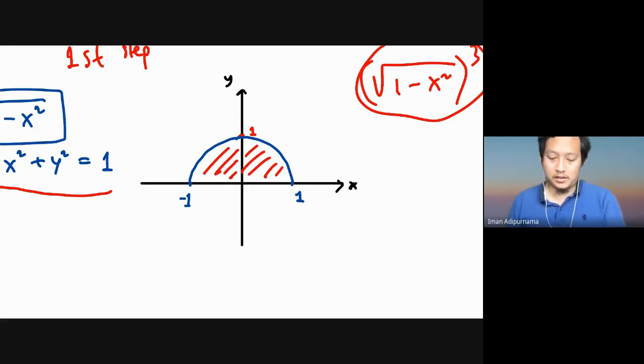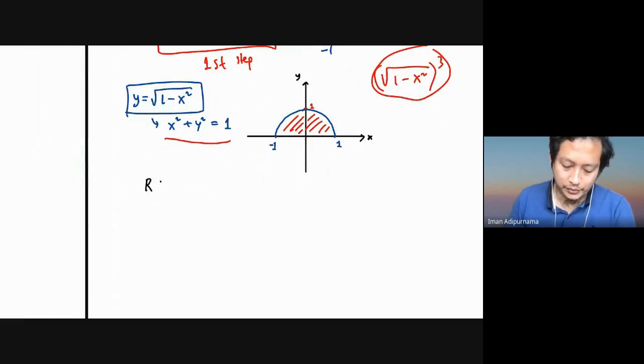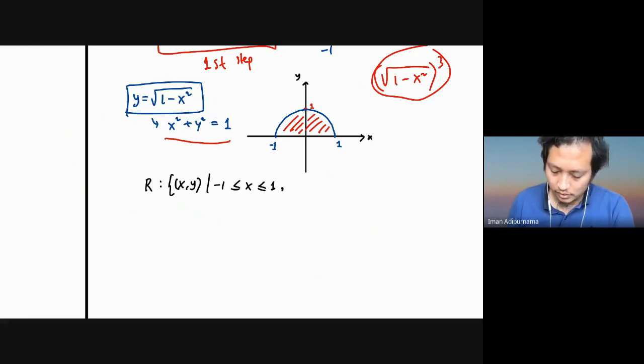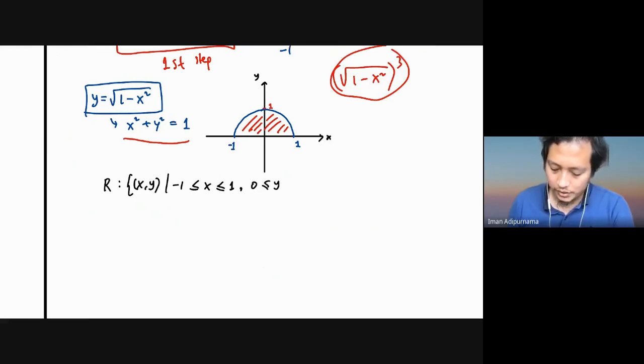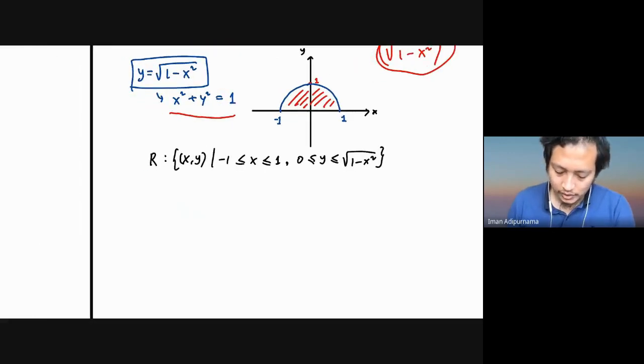Since we know that this is a circle or semicircle, we can actually, or maybe we can write step by step if you want. We can also write this. Since this x is from -1 to 1, and y is from 0 to square root of 1 minus x squared. Since this is the r, we can convert, right, x and y to polar.